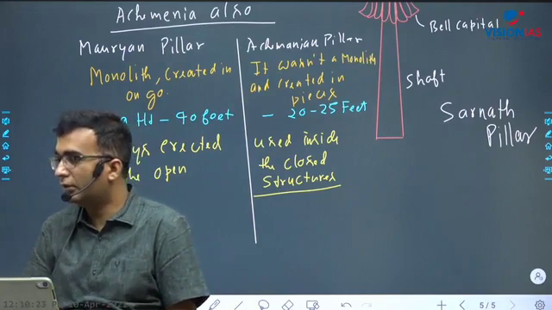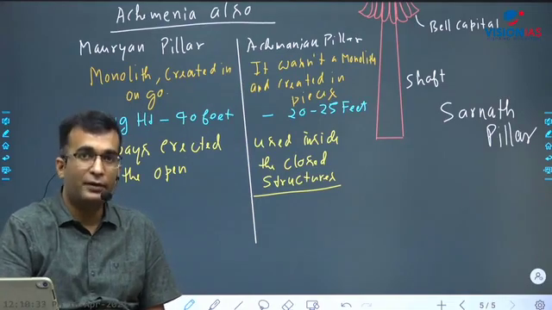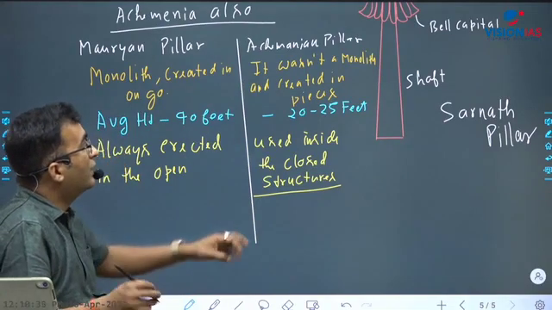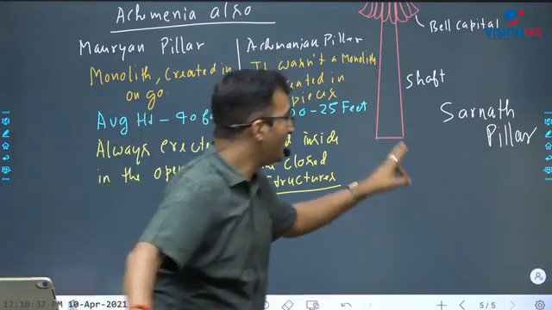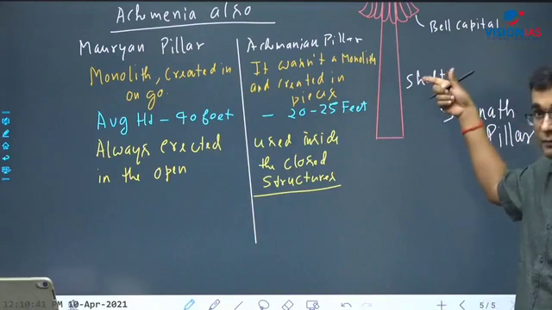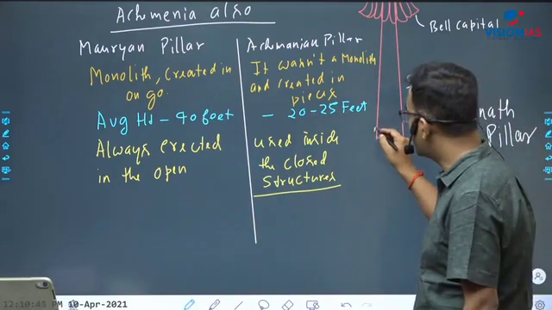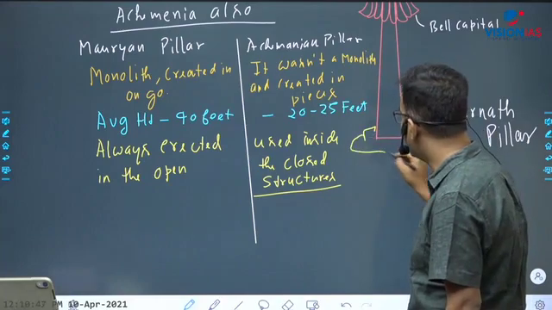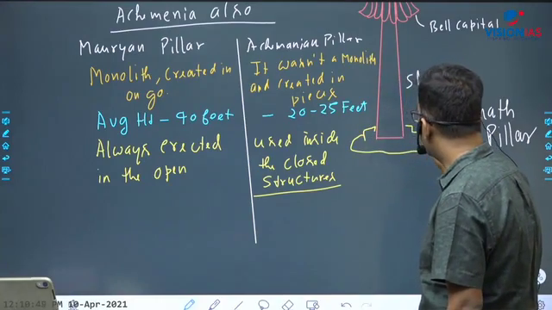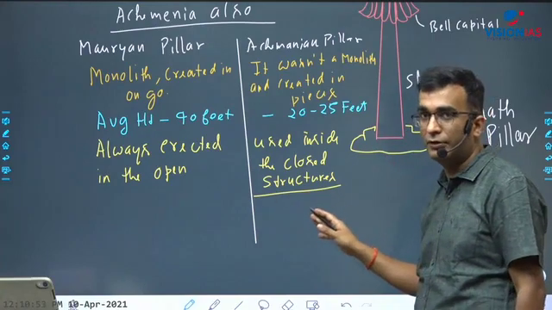Used inside the closed structure. And moreover, in the Mauryan pillar, you have seen that I have not made anything here. A straight pillar is rising from the ground. In the Achaemenian pillars, at this place there used to be concrete reinforcement, but that's not the case in the Mauryan pillar.